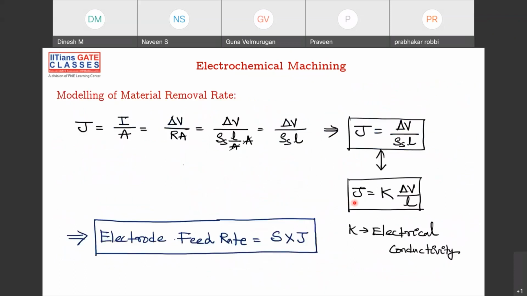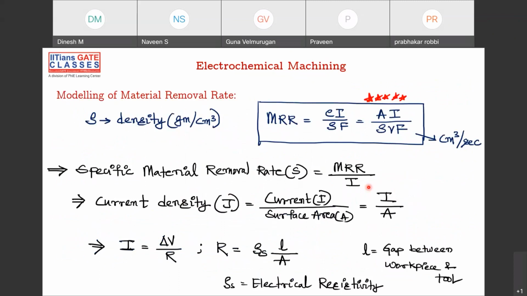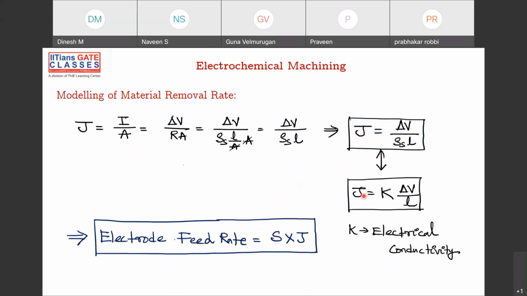So finally, you can remember this formula. Forget about this thing. Current density J is K into conductivity into delta V by L. Change in voltage by the length between the workpiece and tool. And electrode feed rate. Finally, why I have done all these things is because of this electrode feed rate. What is electrode feed rate?